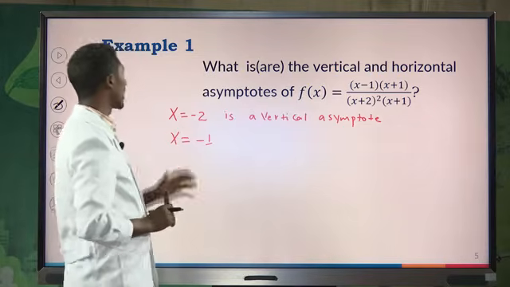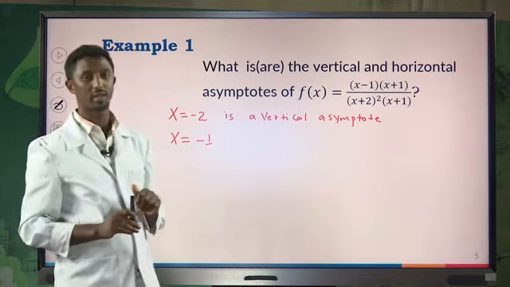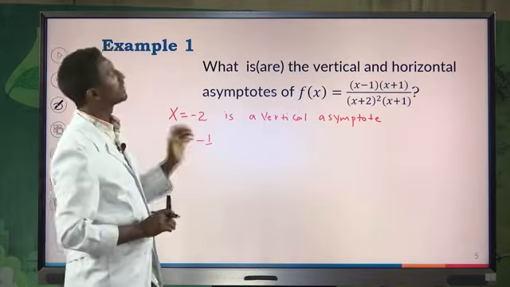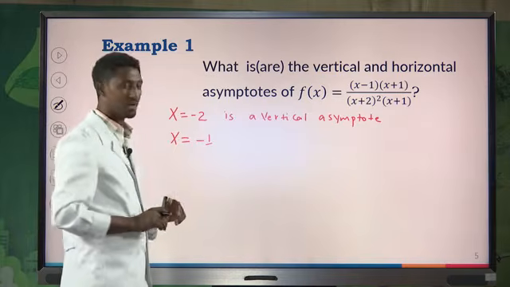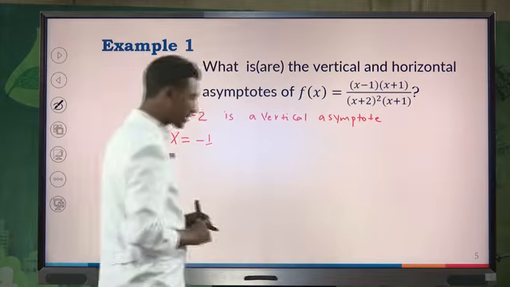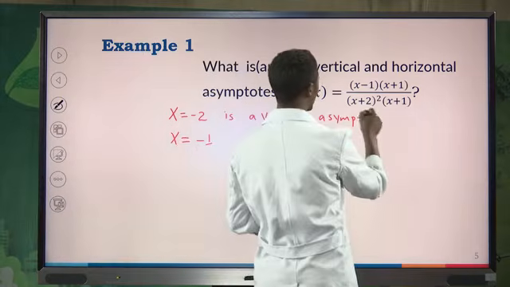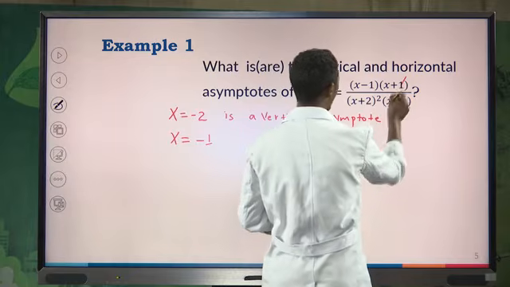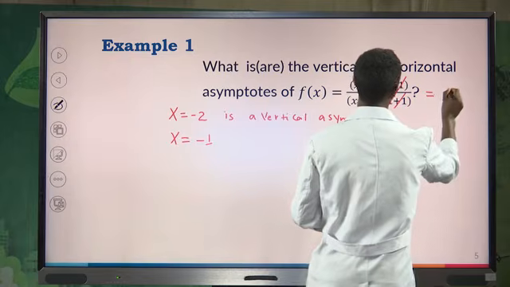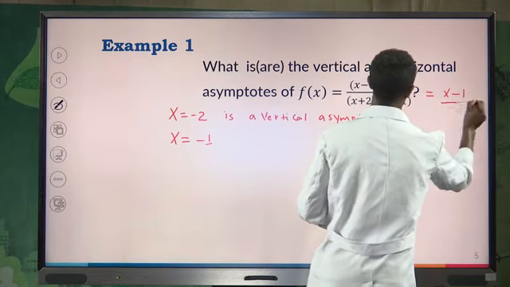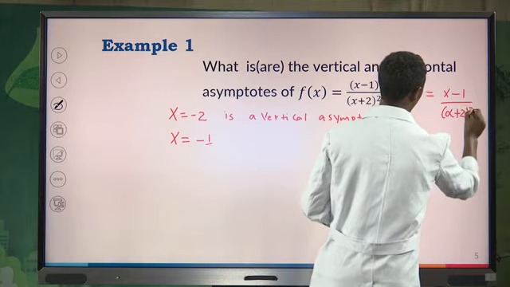So when a number x equals a makes both the denominator and numerator equal to 0, it needs either further simplification or it may have a hole at that point. So x plus 1 is a common factor for numerator and denominator, so we can cancel. So the resulting function will be x minus 1 over (x plus 2) the whole squared.